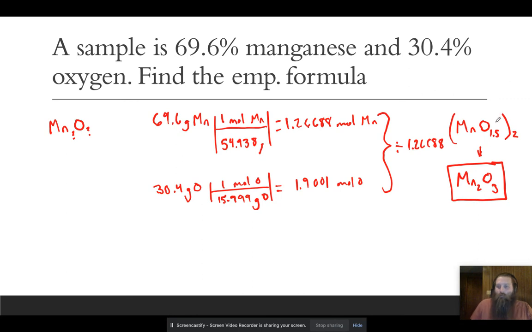I had to take that decimal right there that I'm highlighting. Well, there we go, that I just covered up. I had to get rid of it. So 1.5 times 2 gives me a whole number of 3. And so remember, there's an unspoken 1 right there. So 1 times 2 gives me 2.